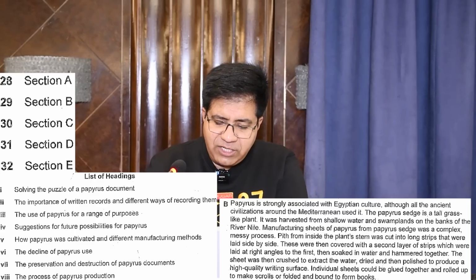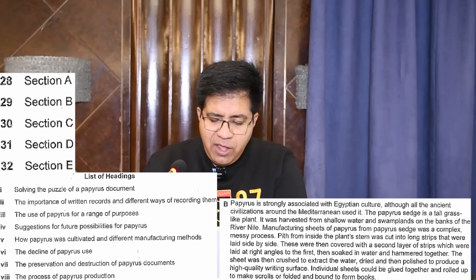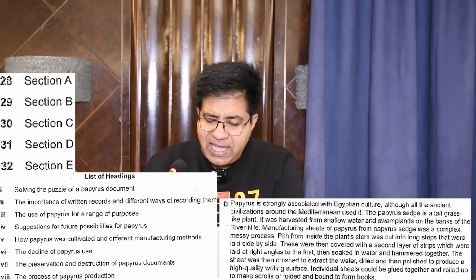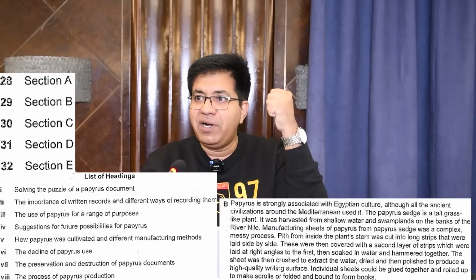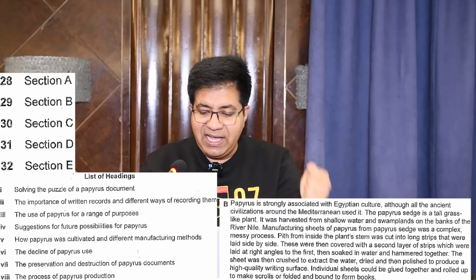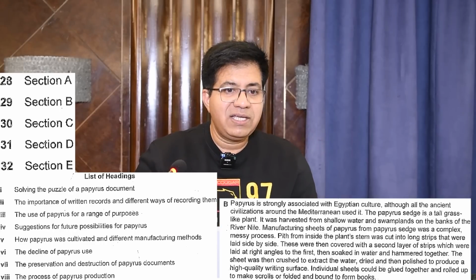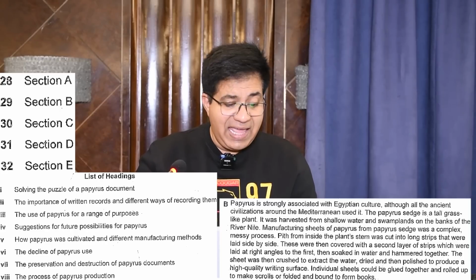It was harvested from shallow water and swamplands on the banks of the river Nile. Manufacturing sheets of papyrus from papyrus sedge was a complex, messy process and then hammered together. So what is he telling us? How to manufacture, process of manufacturing. That is heading number 8.